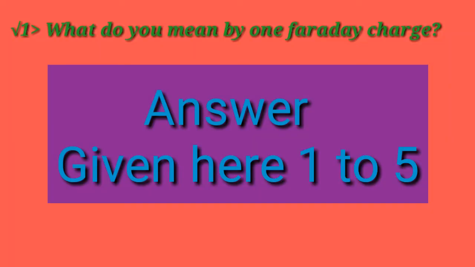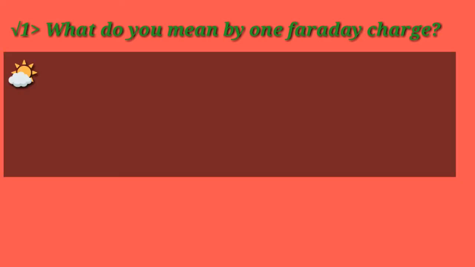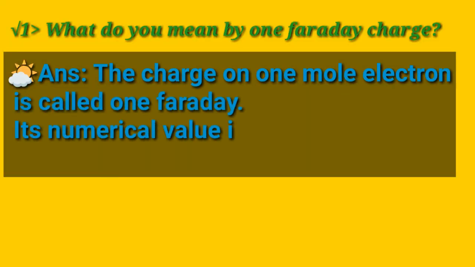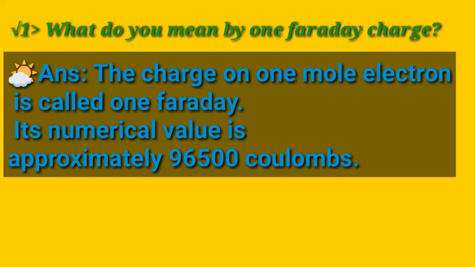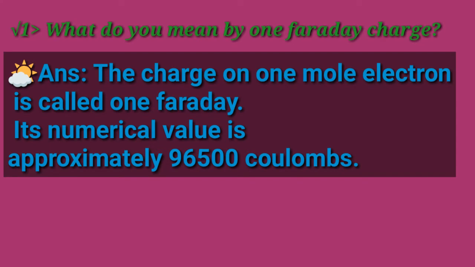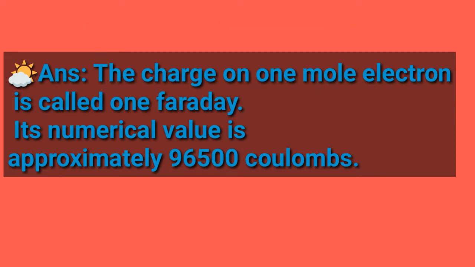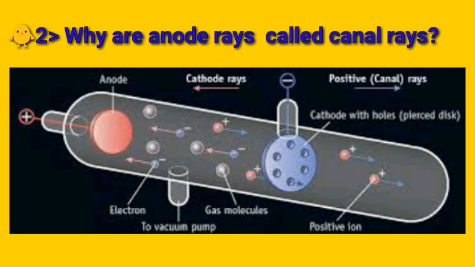Now the first question, what do you mean by 1 Faraday charge? The answer: the charge on 1 mole of electrons is called 1 Faraday. Its numerical value is approximately 96,500 coulombs.